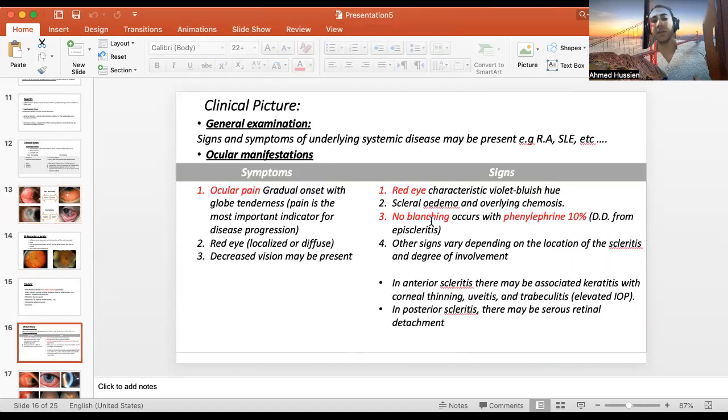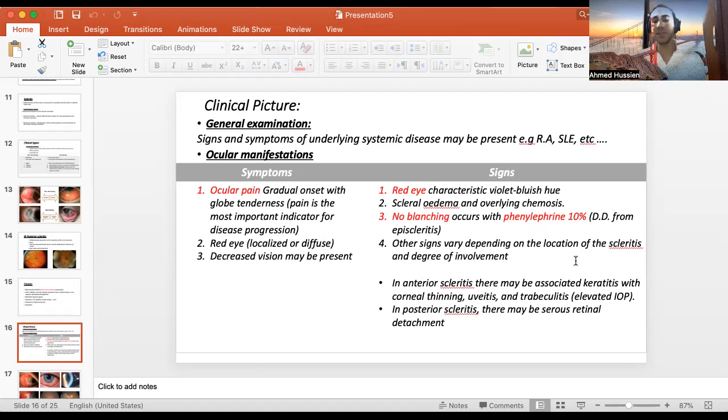Okay. Another thing, there is scleral edema and overlying ecchymosis of the conjunctiva. There is no blanching with phenylephrine. This is 10%. When we differentiated between episcleritis and conjunctivitis, we used phenylephrine 2.5%. Here, to differentiate between episcleritis and scleritis, we use a much stronger concentration, phenylephrine 10%. Phenylephrine 10% will blanch the episcleral vessels, but won't affect the deeper scleral vessels. Okay, so this is an important pharmacologic differentiation between both conditions.